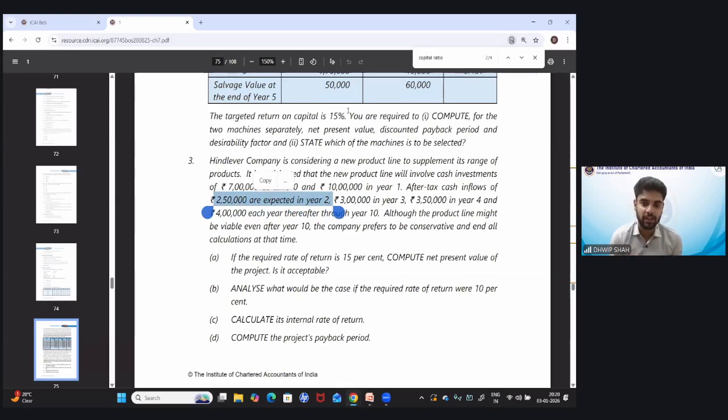This is the point of error where most of the students go wrong. If you take 250 in year one, 3 lakh in year two, 350 in year three, the whole answer is wrong, 0 marks. And from year 5 onwards, it is 4 lakh till the end of year 10. Means fifth year 4 lakh, sixth 4 lakh, likewise 7, 8, 9 and 10th year also 4 lakh. Although the product line might be viable even after year 10, the company prefers to be conservative and end all the calculations at that time.